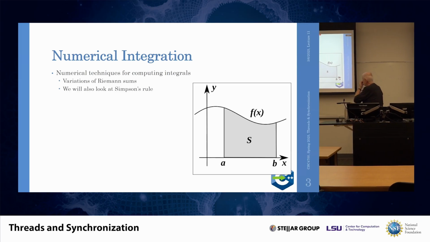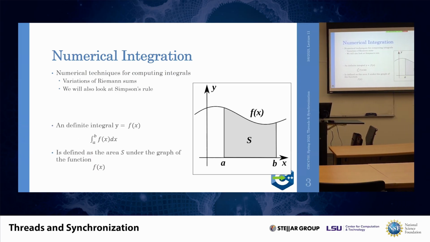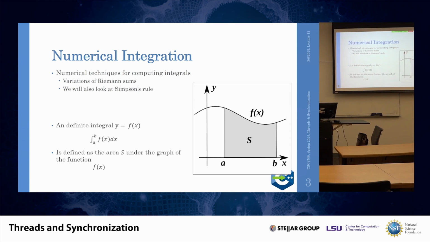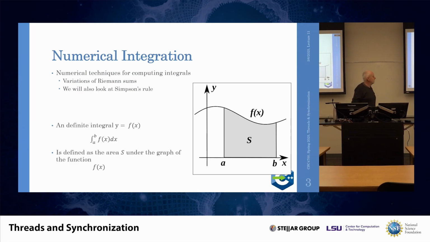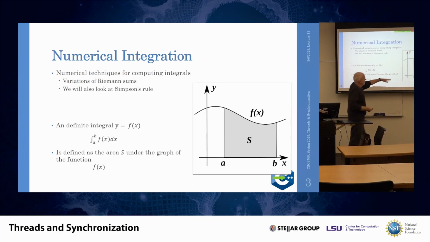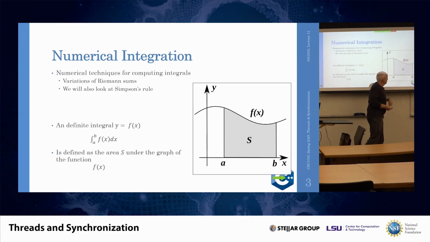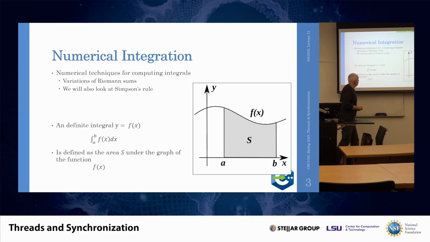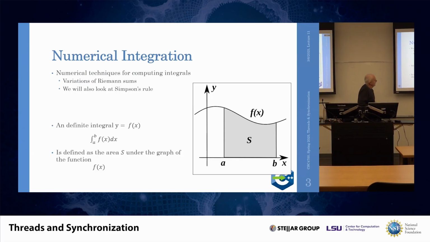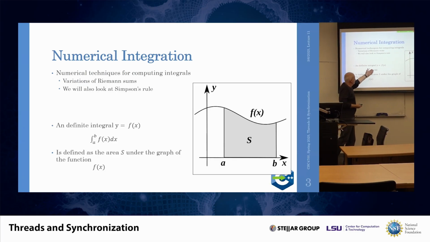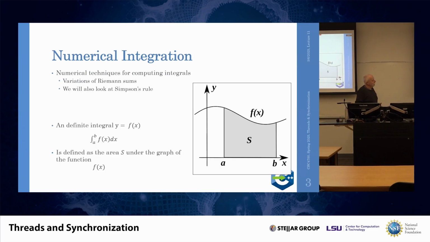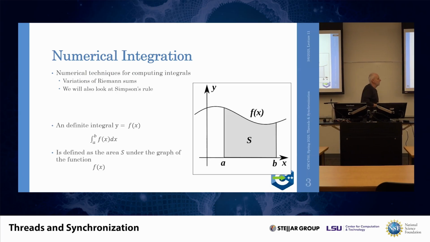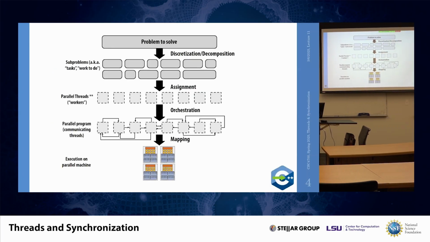We all know that the integral of a function f of x in a certain interval from a to b is defined as the area under the function, so essentially the area between the function and the x-axis. The notation is the integral from a to b of f(x) dx, and we will try to find a way to approximate and calculate that area numerically.